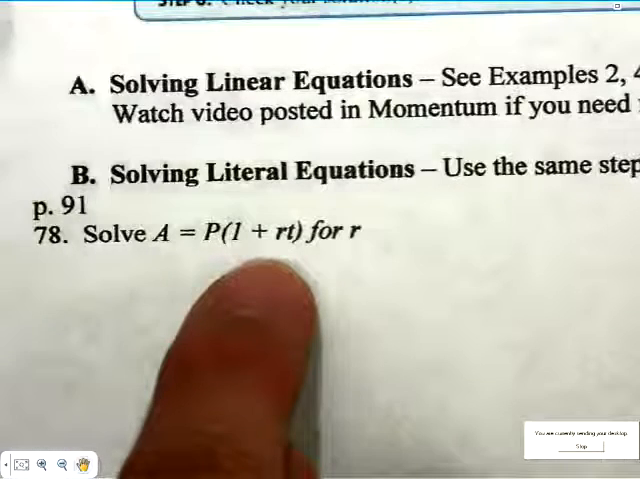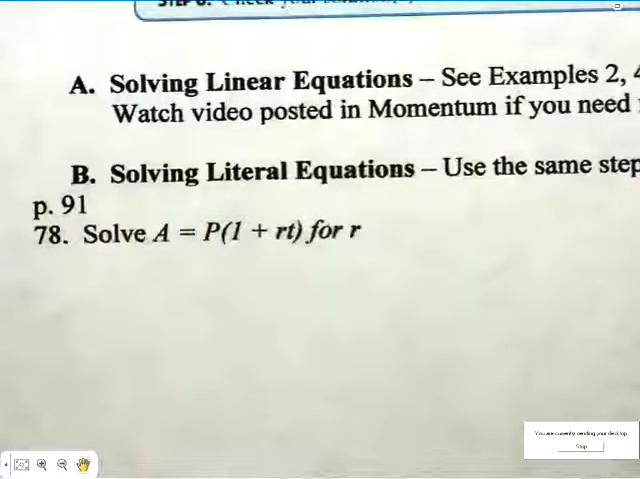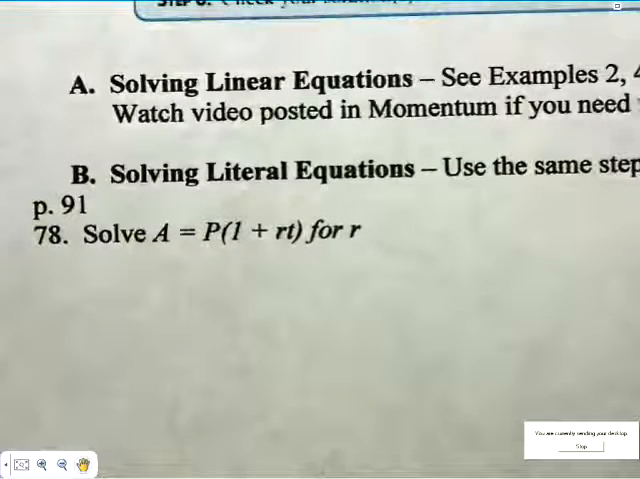The steps are the same. If there are fractions, you clear them out. If there are parentheses, you clear them out. So the first thing I need to do there is distribute the P. P times 1 and P times RT.